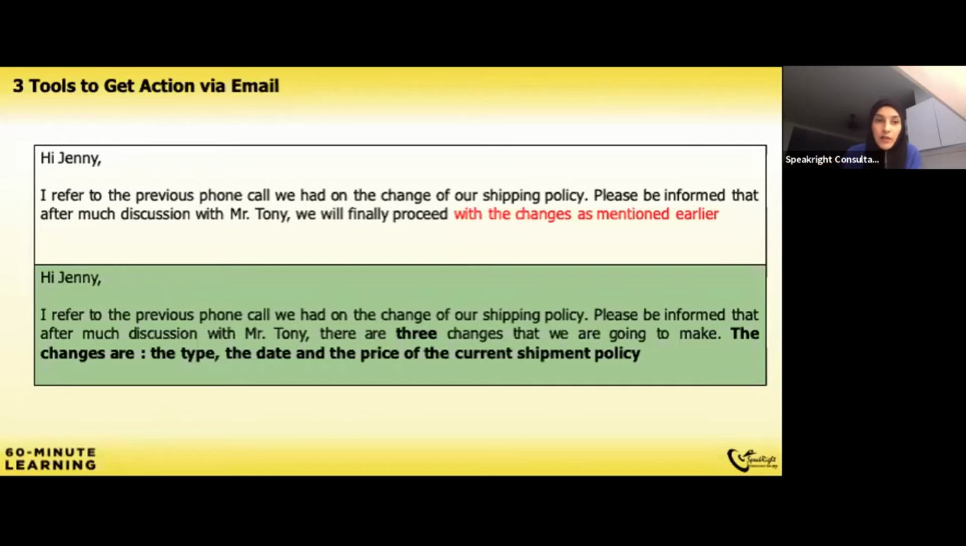So this is how it should sound. "Hi Jenny, I refer to the previous phone call we had on the change of our shipping policy. Please be informed that after much discussion with Tony, there are 3 changes that we're going to make." So you're moving out from vagueness. You're not vague anymore. You're reminding her of the changes, which are 3 of them. The changes are the type, the date, and the price of the current shipment policy. In this way, by inserting some extra details, you can be sure that the likelihood for Jenny to get back to you promptly is higher compared to leaving her scrambling and thinking of what the previous discussions were.